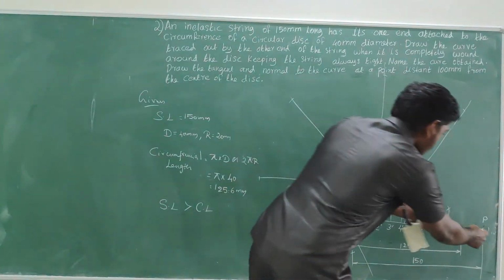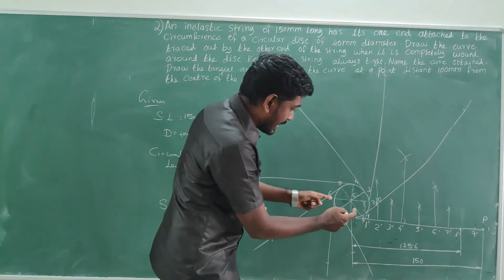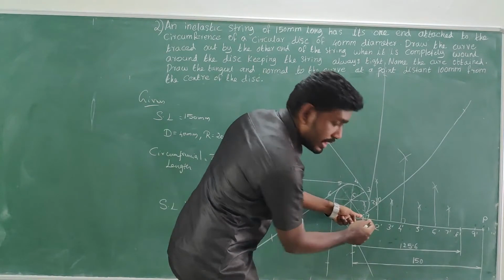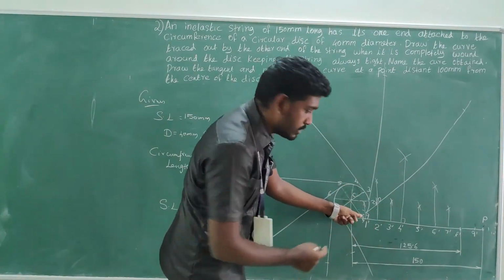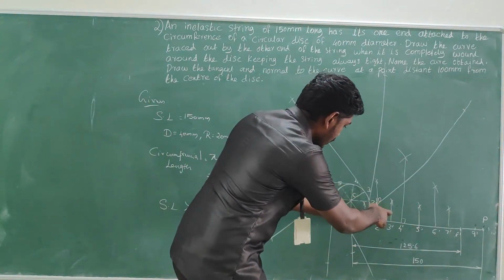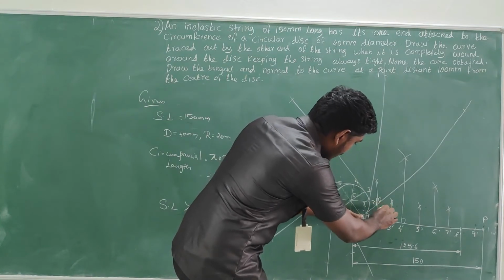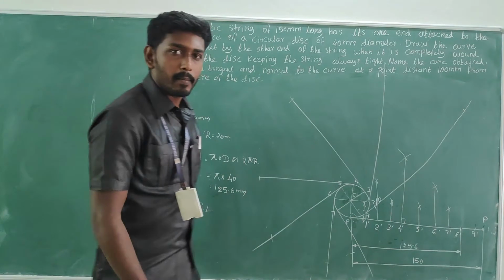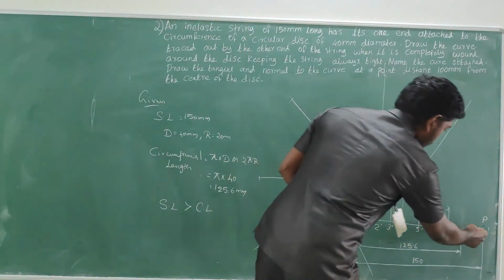Now measure P to 9 and keep it at the 9th point, which is at 1. Here at 1 we have marked the 9, right? So keep it at the 9 point, and go for a cut mark. Approximately it cuts here, right? And what happens?